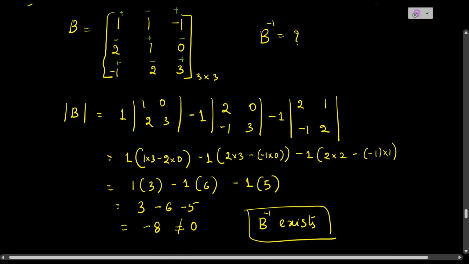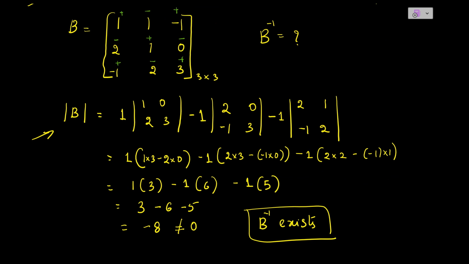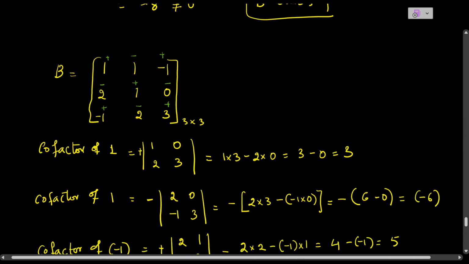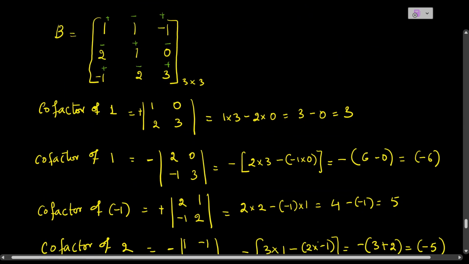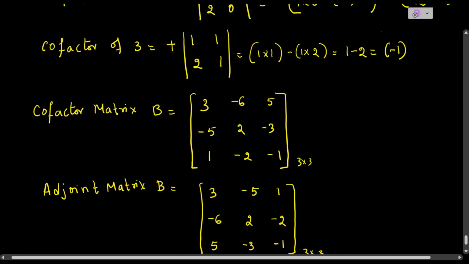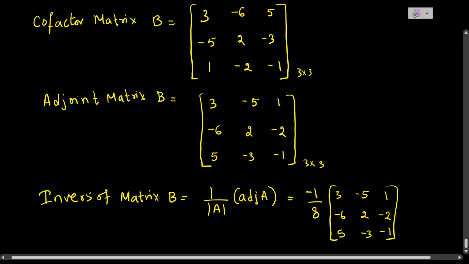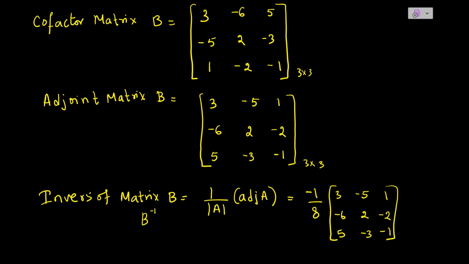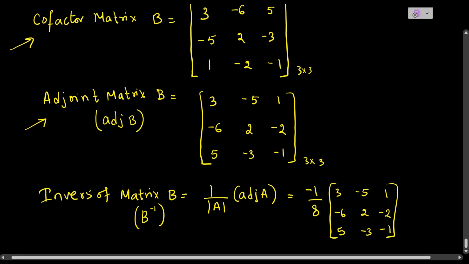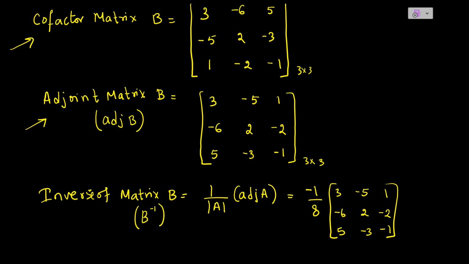Next, here we have seen a 3 by 3 matrix. We found the value of determinant B, and it is minus 8. It is not equal to 0, so B inverse exists. Next, we found the cofactors of all the elements inside matrix B and found the cofactor matrix. After finding the cofactor matrix, we found the adjoint matrix by transposing the elements of the cofactor matrix B. Next, the final step is finding the inverse. Inverse of matrix B is given by 1 by det B into adjoint B. So apply the values. You will get the answer.